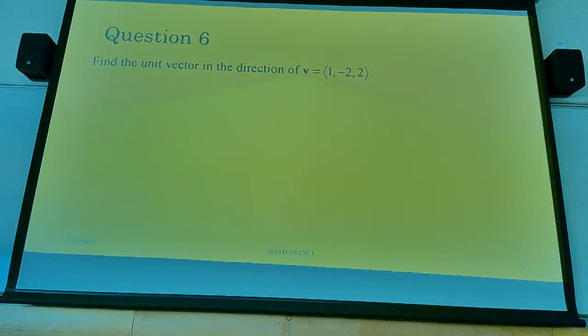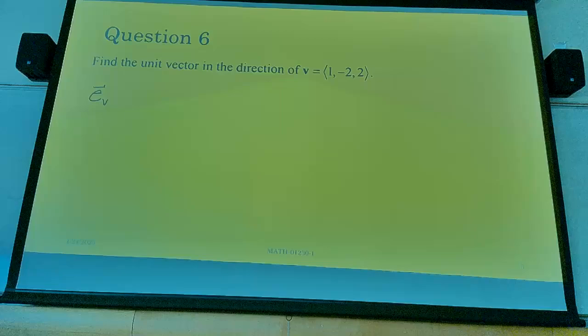Normalizing. That's the vector we're looking for: the unit vector in the direction of V. And what do we say? How do we do that? Divide by the magnitude of V.